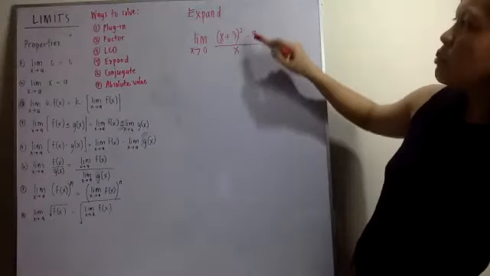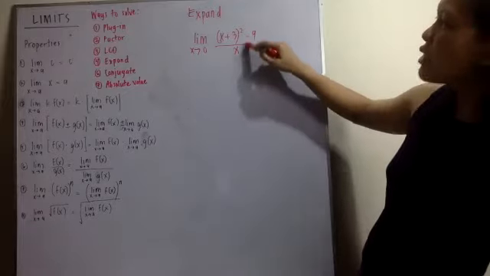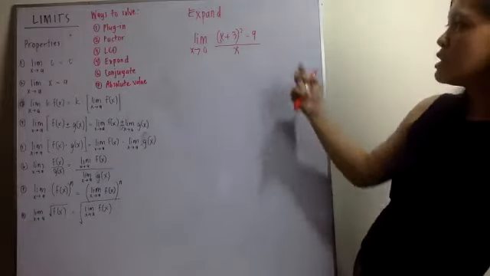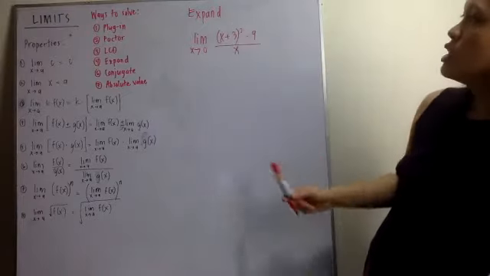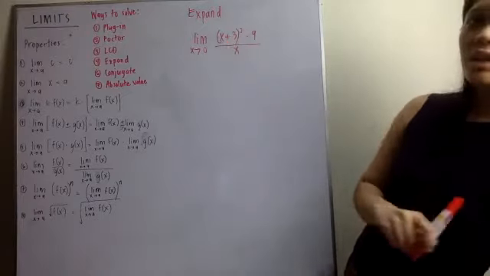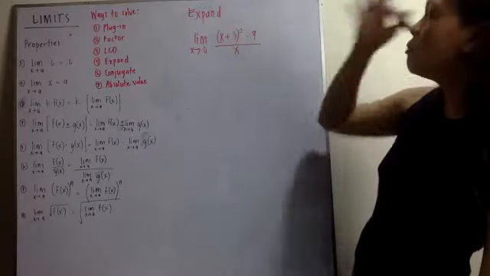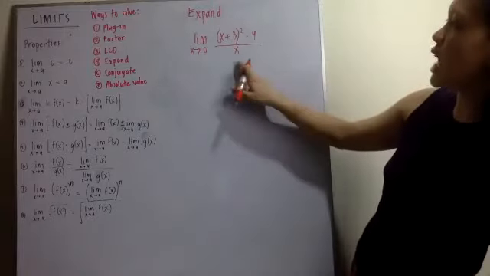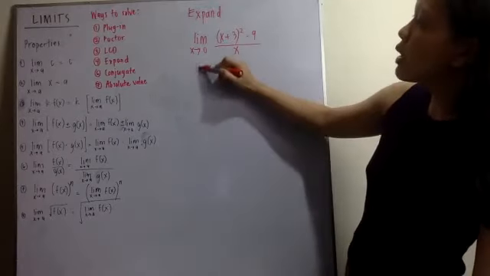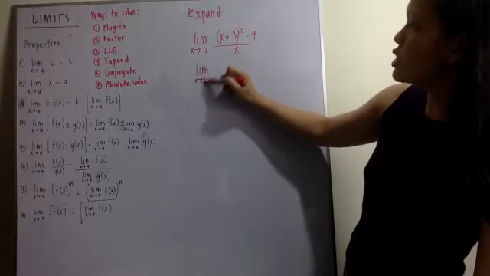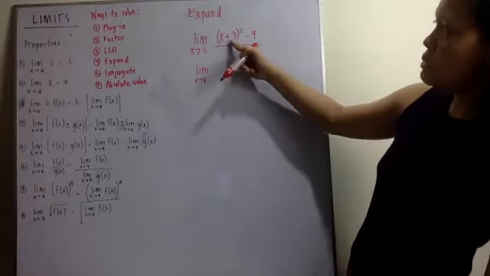Pero kahit mag-effort pa akong i-factor to, may factor ba siya na x? Wala, di ba? So, wala akong maka-cancel. So, it doesn't make sense kapag i-factor ko pa to. So, what we can do is expand natin to and hope na merong ma-simplify dyan such that maka-cancel natin tong x sa baba. Okay? That's the goal. So, limit as x approaches 0, expand natin to.